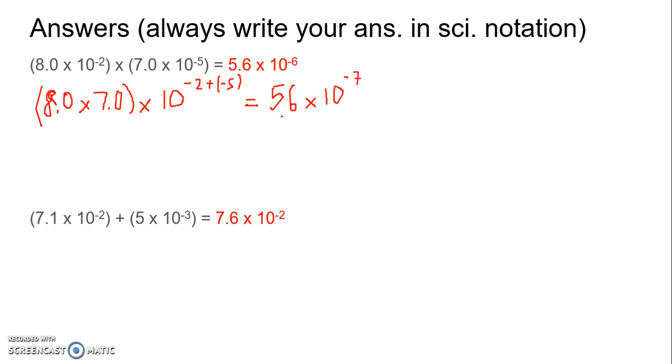Now remember, this is not a correct scientific notation, so you divide this by 10, right? And if we divide by 10, then you have to multiply the power by 10 as well. So here you would have 5.6 times 10 to the -6. Okay, alright.